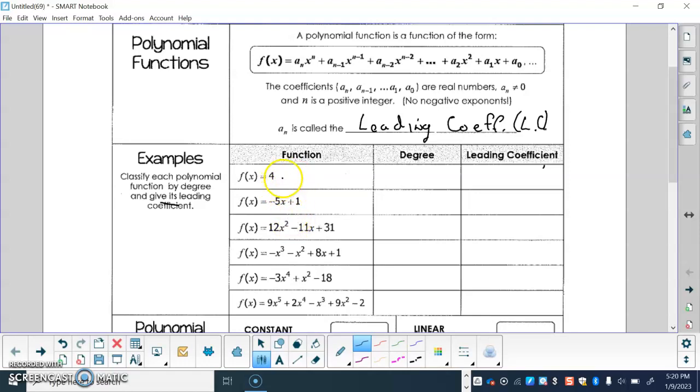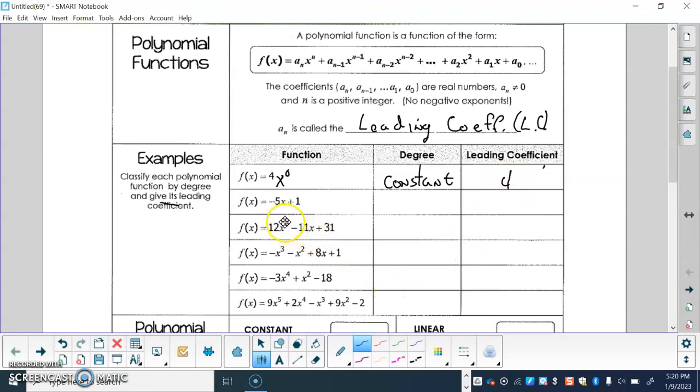Okay, so on this one we don't see an exponent or we don't see a variable. Well, if I take x and put it to the 0 power, that's equal to 1. Anything to the 0 power is equal to 1. So it's just like not even having that x there. And this doesn't really have a degree. Some people say 0 degree, but we're going to say it is constant. Okay, the leading coefficient here is not really a leading coefficient, right? But it is 4.